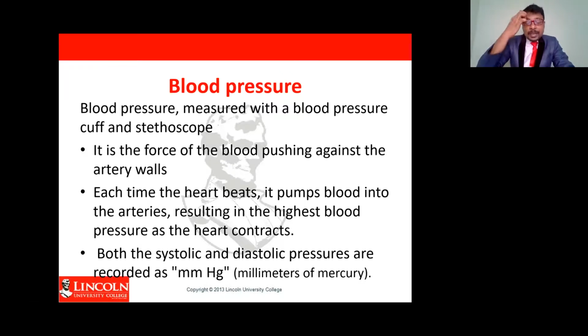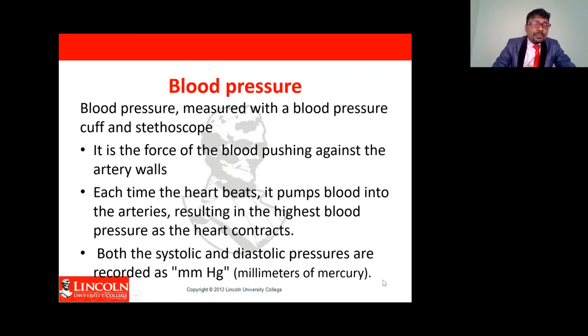Each time the heart beats and pumps blood into the arteries, it results in the highest blood pressure in the arteries as they contract. If you compare arteries and veins, the pressure is very high in the arteries compared to the veins, because the lumen size of the arteries is smaller than that of the veins. That is the reason the pressure is higher in the arteries. So we have to check the blood pressure only in the arteries, not in the veins.